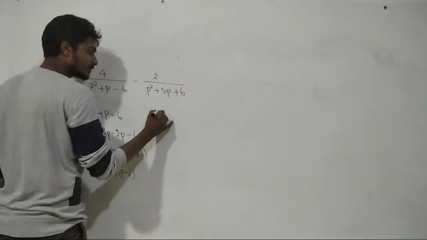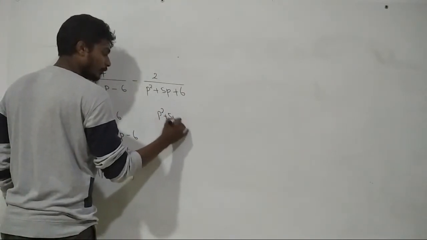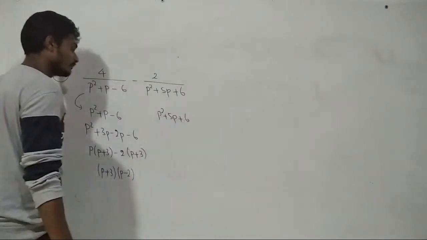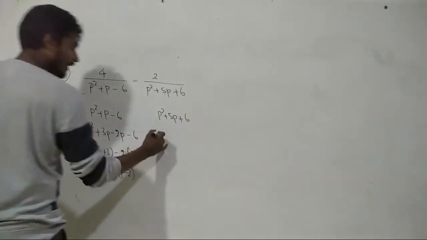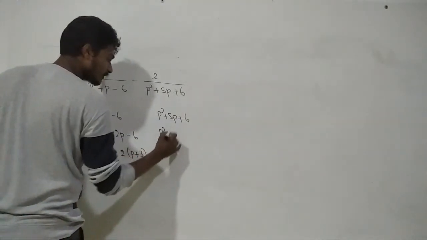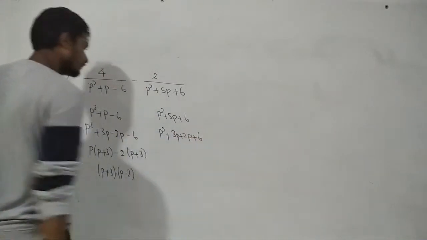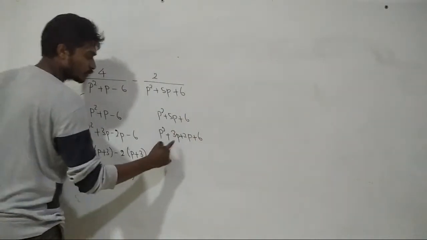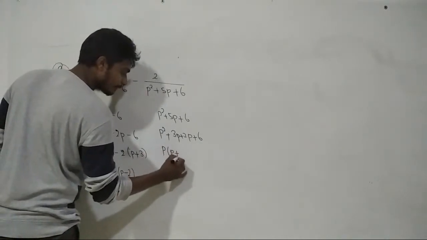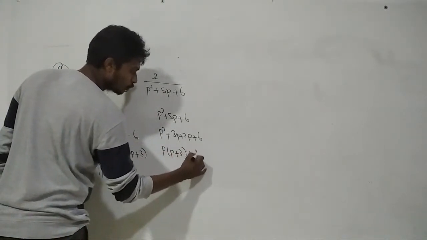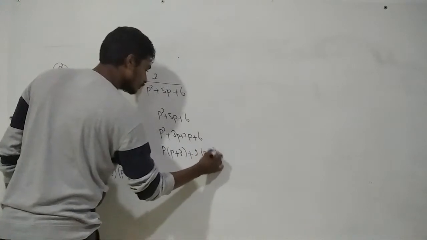So here what we have is p square plus 5p plus 6. So guys, now let's break this. So you will have p square plus 3p plus 2p plus 6. So now guys, you can connect these two. So you will have p into p plus 3 plus 2 into p plus 3.